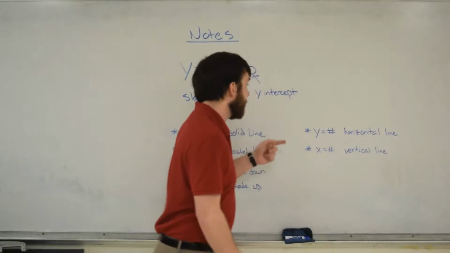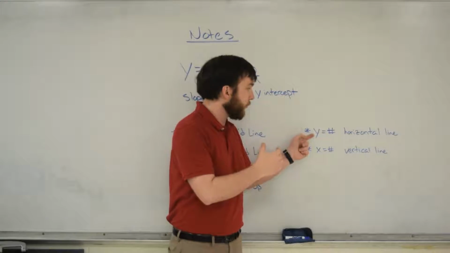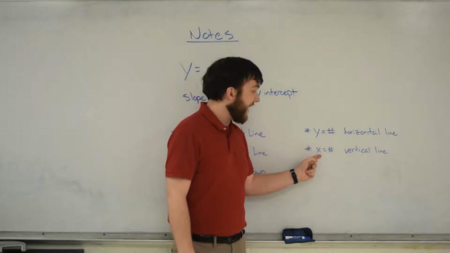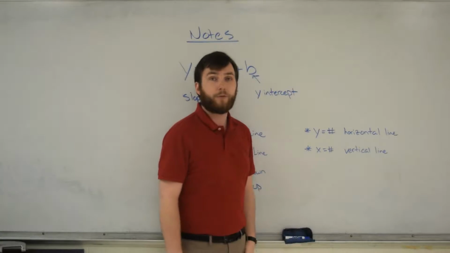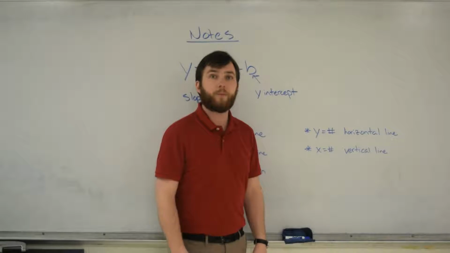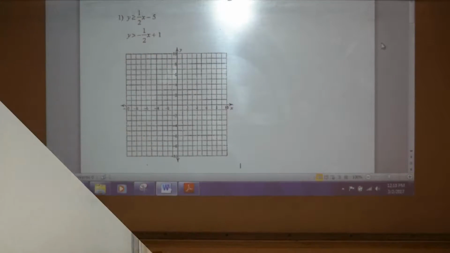Two more things. If your inequality is real small, real simple, where it's just y and then a number, that is a horizontal line. If it's x and then a number, that's going to be a vertical line. So I'm going to walk through 4 different examples with you, and hopefully between those 4 examples, you get a pretty good idea of how to do it.